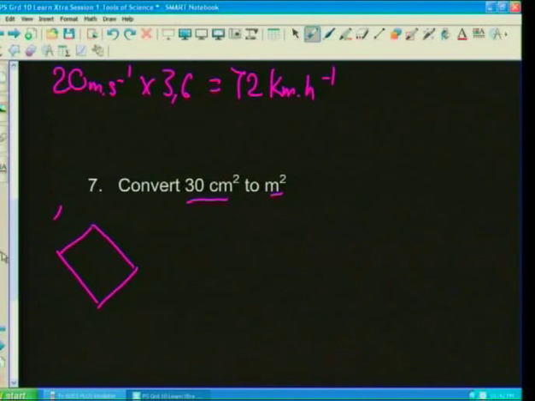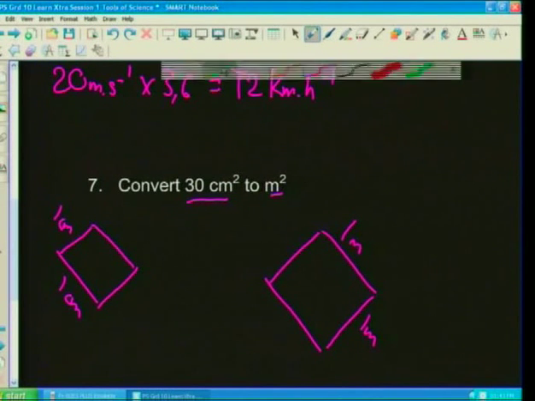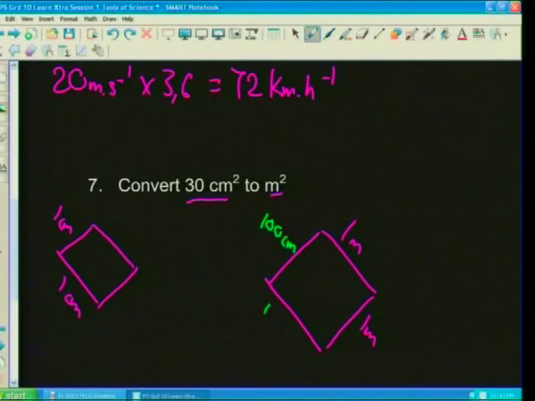The way that I think about it is as follows. If I've got a 1 centimeter by 1 centimeter block, that will be 1 centimeter squared. If I've got a 1 meter by 1 meter block, well, that can also be written as 100 centimeters by 100 centimeters, which means that 1 meter squared is equal to 100 times 100, which is 10 to the 4 centimeters squared.